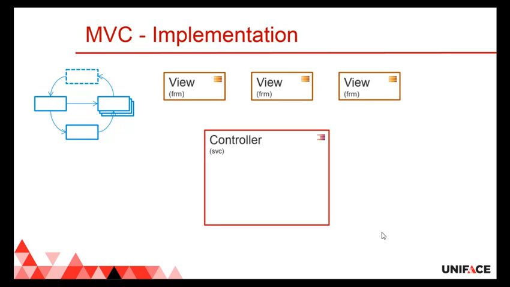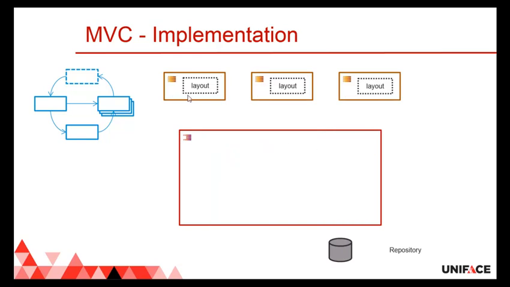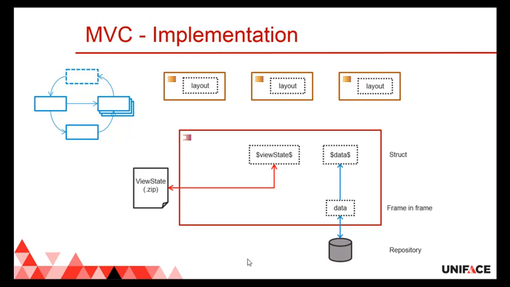So the controller has multiple views. Every view then has its own specific layout, and the view is responsible for showing the data in a way specific for that view. The controller then manages the data which it gets from the repository, and that's loaded using normal frame-in-frame construction into memory. It also has the view state. We keep that not in the database, but in a separate zip file in the working directory. That is also loaded into memory.